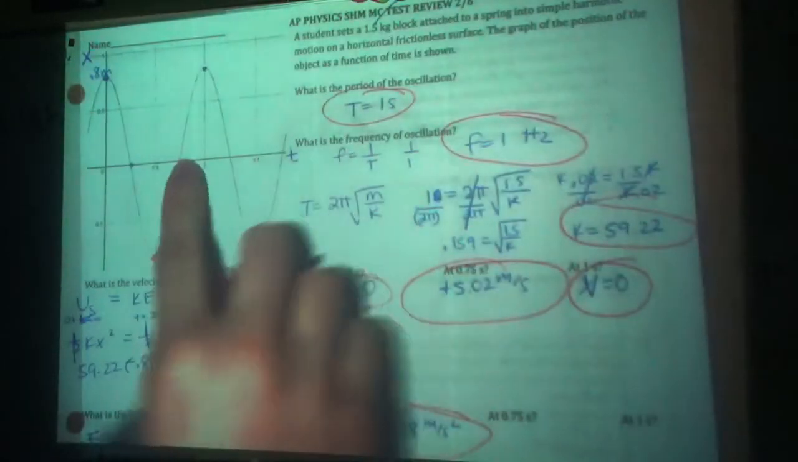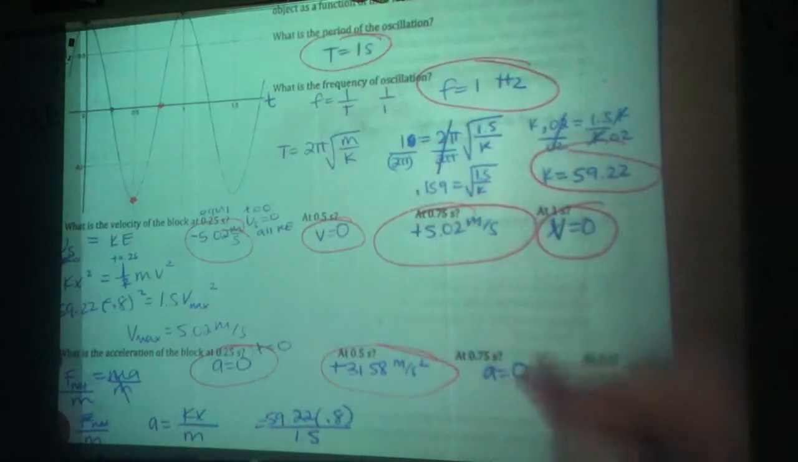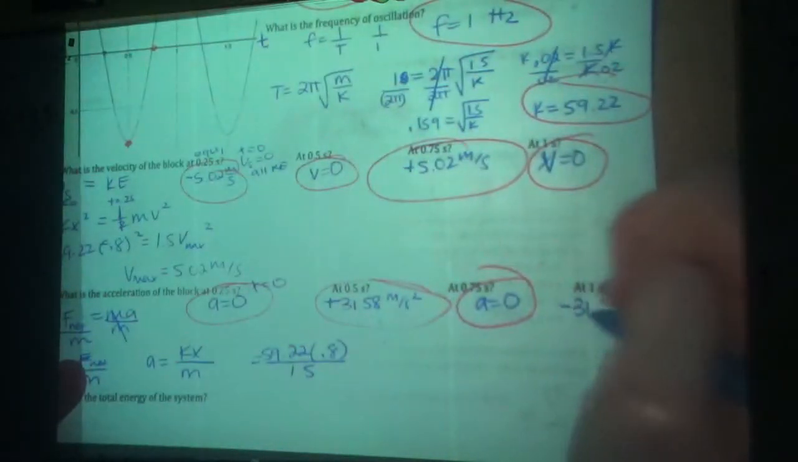At 0.75 seconds, you're back at equilibrium, force is 0, so acceleration would be 0. And at 1 second, that is my maximum displacement, so I'm back to my maximum acceleration, except that now I'm in the positive displacement, my force is back towards equilibrium, which is in the negative direction, so negative 31.58.